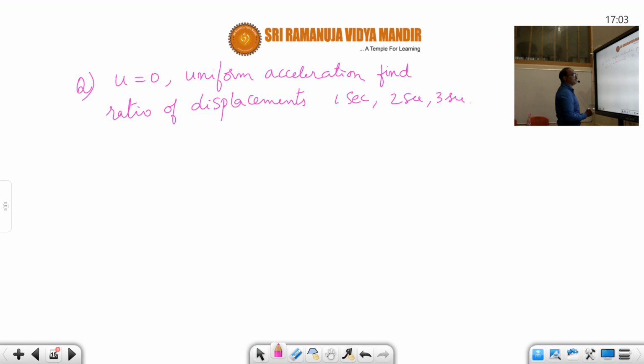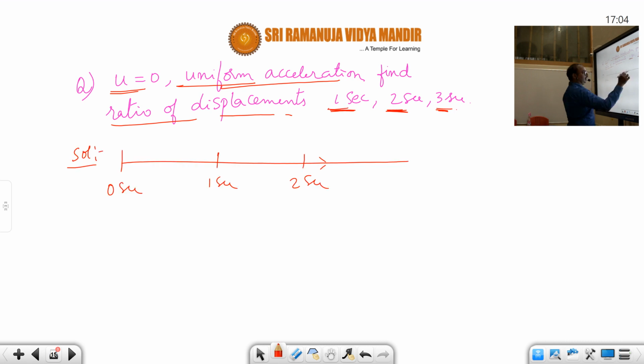So there is a lot of difference between the previous problem and this present problem. In the previous problem, they asked for a particular second: first second, second second, third second. But here it is 1 second, 2 seconds, 3 seconds. Let us see what that means. Say this is 0 seconds, this is 1 second, here it is 2 seconds and here 3 seconds. Till 3 seconds only is our interest. First we'll see 3 seconds.